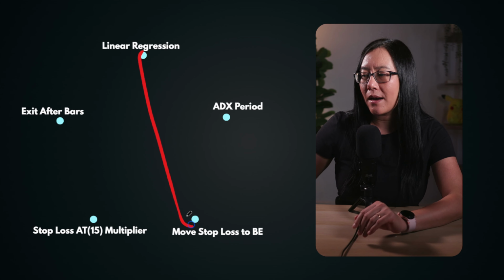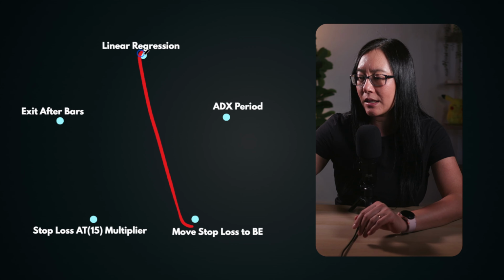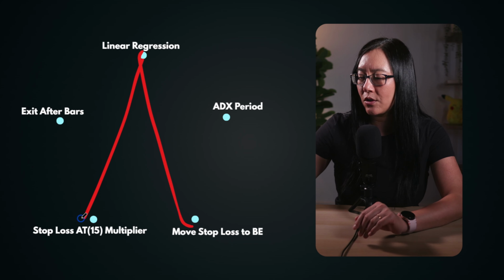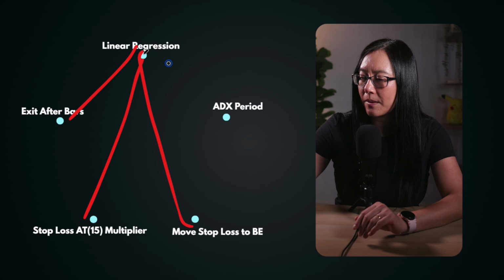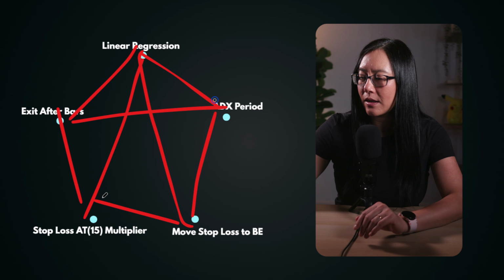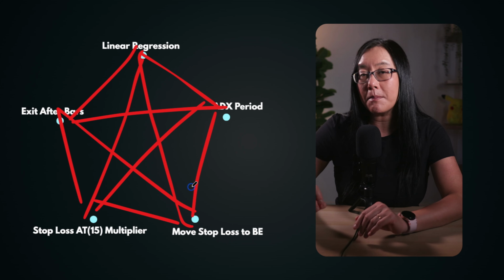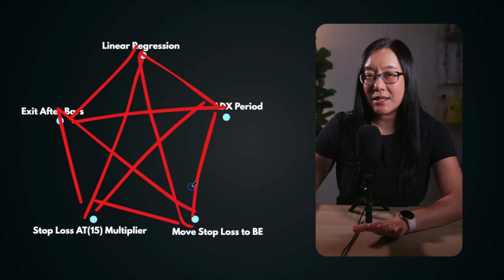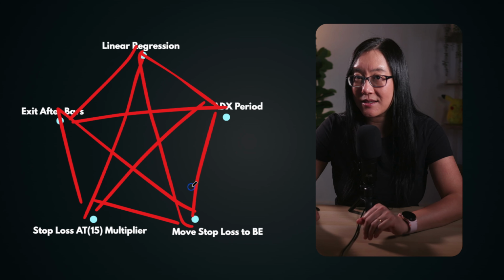But what about the relationship between linear regression and stop loss ATR? That's another 2D chart we have to look at. And what about this one, and this one, and this one, and this one, and then this one? You can see there are so many more combinations and charts that we need to look at. And the more parameters, the crazier this chart gets. I will show you a way to simplify this entire process, but first let's see if we can repeat this optimization process within Strategy Quant.